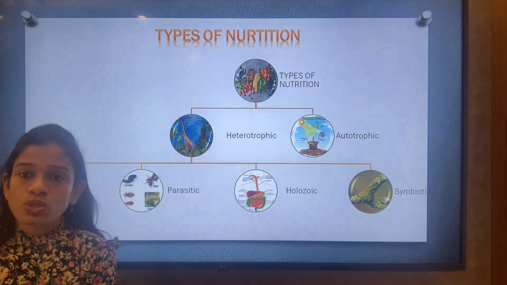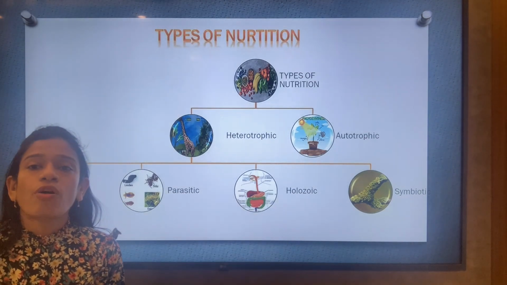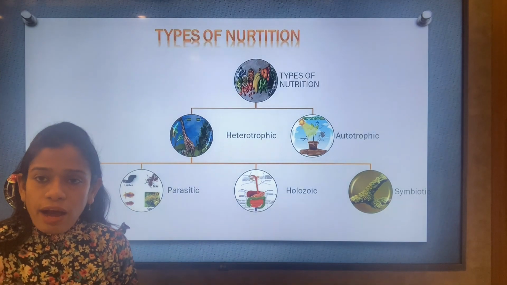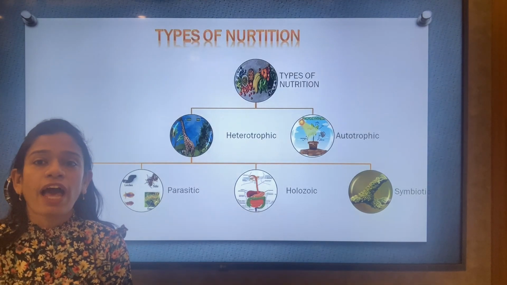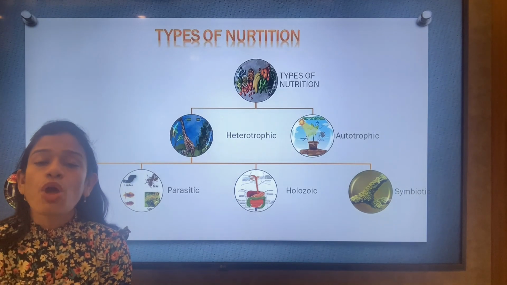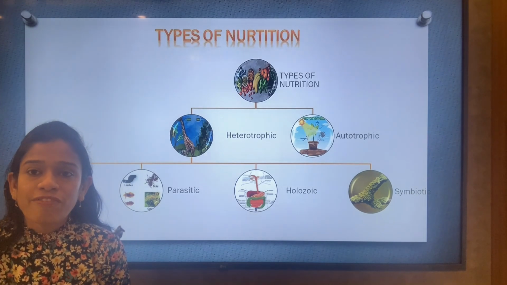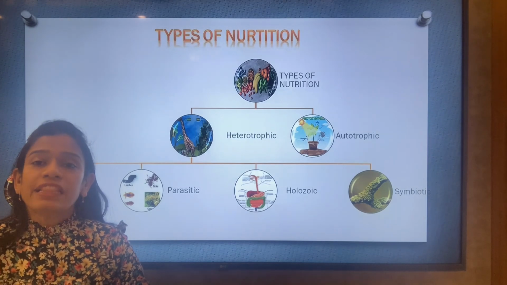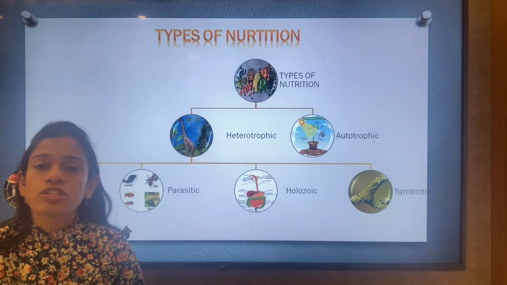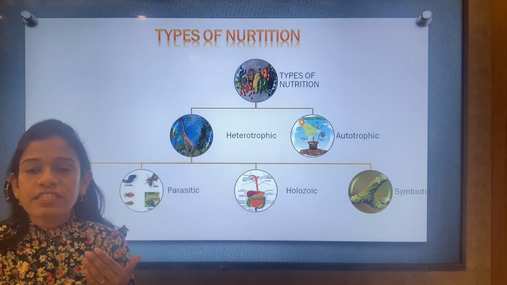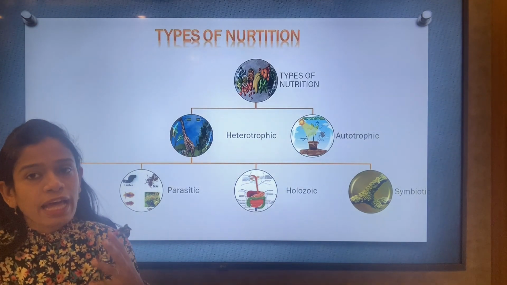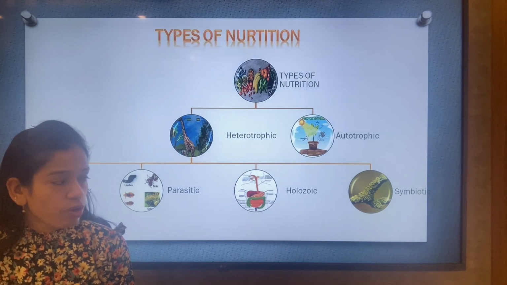Next is holozoic. We human beings come under the holozoic form of nutrition, where we take in the food, we digest the food, then the digested food is passed on to the different parts of the body, and finally the waste is given out. So that forms the holozoic mode of nutrition.